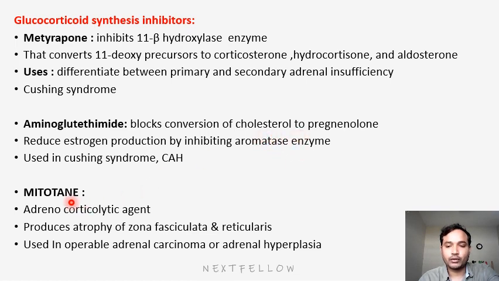Next is mitotane. It is an adrenocorticolytic agent. That means this drug produces atrophy of zona fasciculata and reticularis. So if the tumor is inoperable, that means if you are not able to use surgical methods, in those conditions we will use mitotane because it causes atrophy of zona fasciculata and reticularis. So it is most commonly used in inoperable adrenal carcinoma or adrenal hyperplasia. In those conditions where we are not able to surgically remove the tumor, we'll use mitotane because it is an adrenocorticolytic agent.